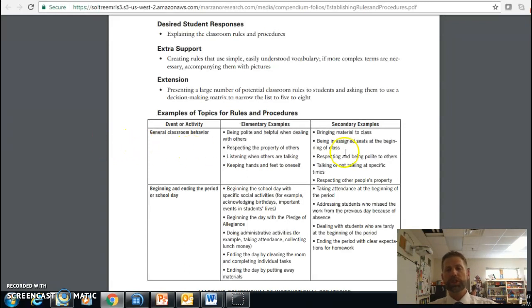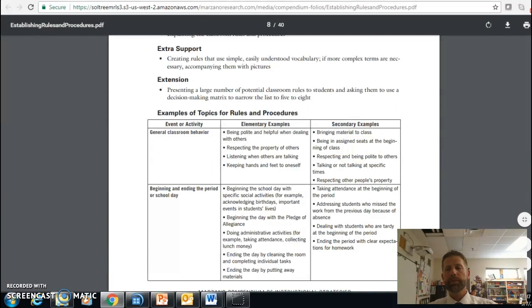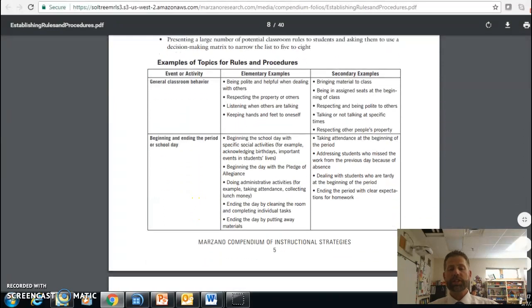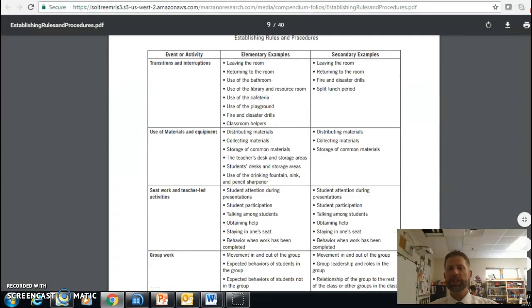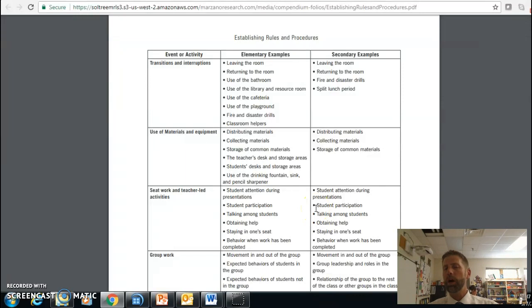The first one is just your general classroom behavior. The next one is the procedures or rules that you're going to have in your classroom for the beginning or the end of the school day or the period that you're teaching. After that, there's some more that you should be reflecting on: do you have rules or procedures in your classroom for transitions and interruption times? If someone calls your classroom, or someone comes in that takes you away from your students, what's the procedure that you expect your students to follow? It's a question to ask yourself.